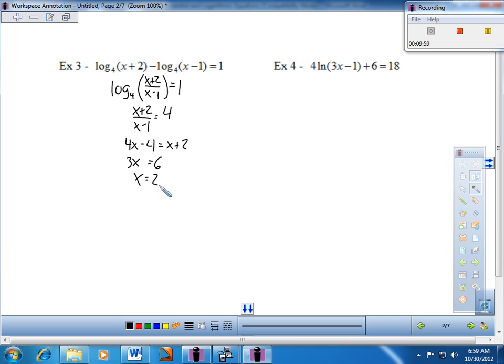Okay. Now again, we should put that back in just to see. So it doesn't matter if this is positive or negative. Let me be very clear on that. It doesn't matter what this is. It matters what it would make the input of the logarithm. And so when I put the 2 back in, log base 4 of 2 plus 2, that's fine, log base 4 of 4. And then over here, log base 4 of 2 minus 1, so log base 4 of 1. Those are things I can do. And as a matter of fact, if you do put the 2 back in and evaluate those logarithms, it does balance the equation there. You end up getting 1. So that one will keep.